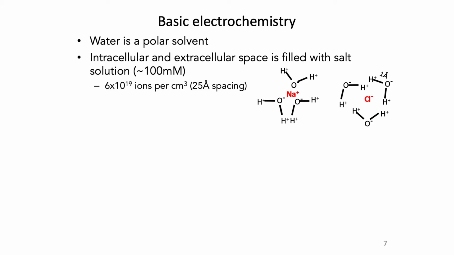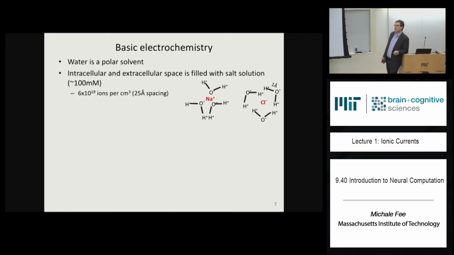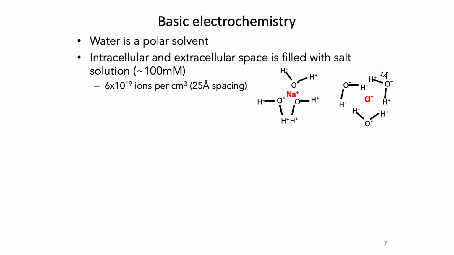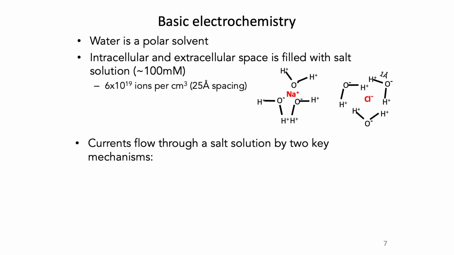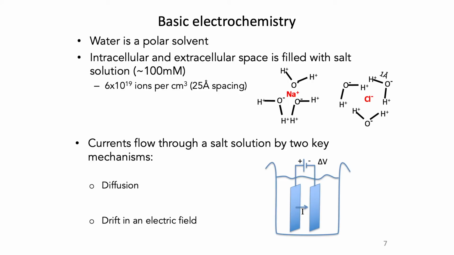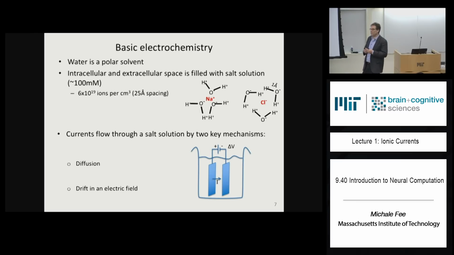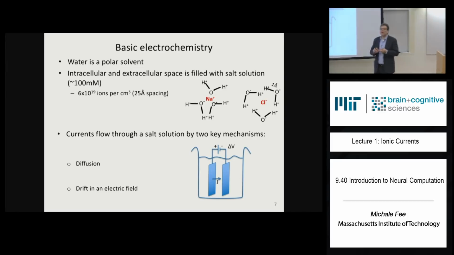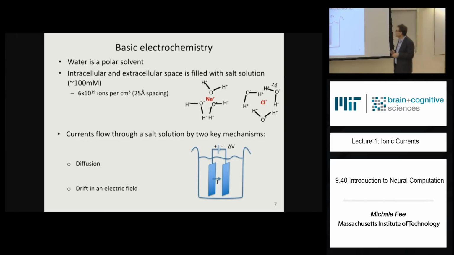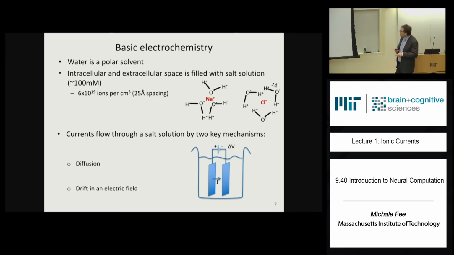And that corresponds to having one of these ions about every 25 angstroms apart. Okay? So at those concentrations, there are a lot of ions floating around. And those ions can move under different conditions to produce currents. So currents flow in the brain through two primary mechanisms: diffusion, which is caused by variations in the concentration, and drifts of particles in an electric field.